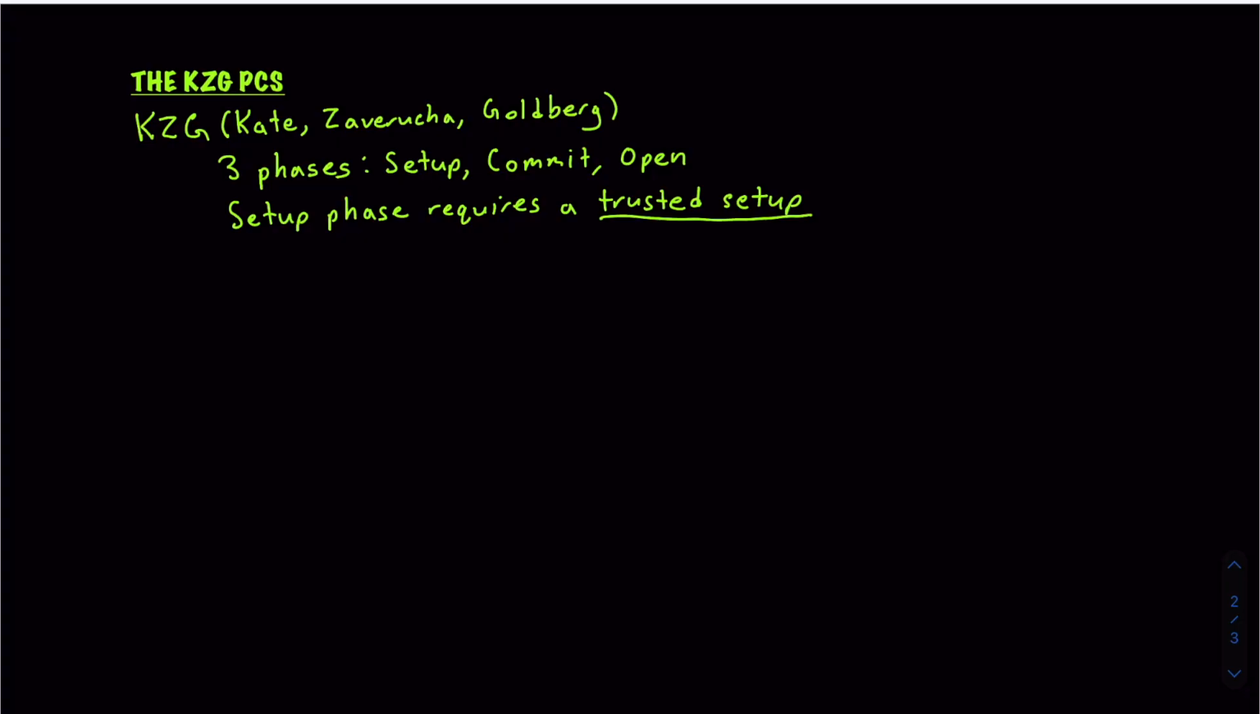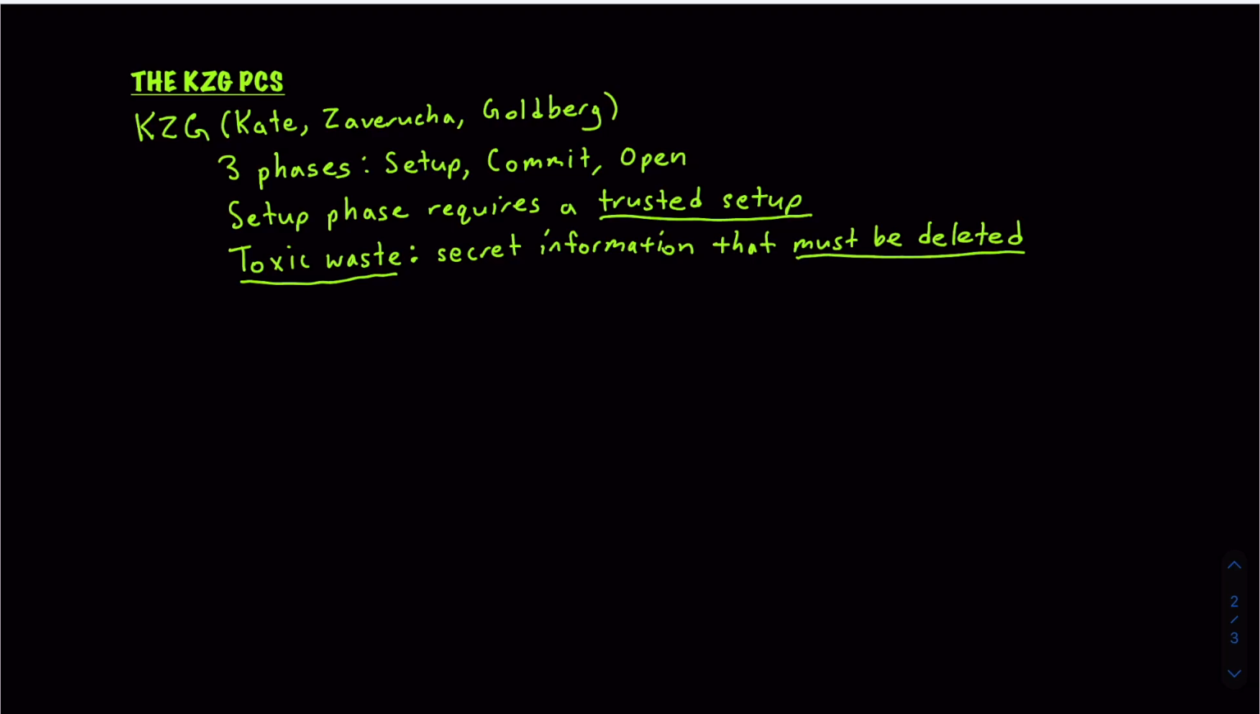Why trusted? Because the setup generates something called toxic waste. This is secret information that must be permanently deleted. If someone keeps it, they could forge proofs, and the security of the whole scheme would collapse. There are ways to reduce the trust in a single party, like splitting the setup across multiple participants, but that's outside the scope of this video. For now, we'll assume a single trusted party who properly deletes the toxic waste when they're done. So how does the setup phase work?